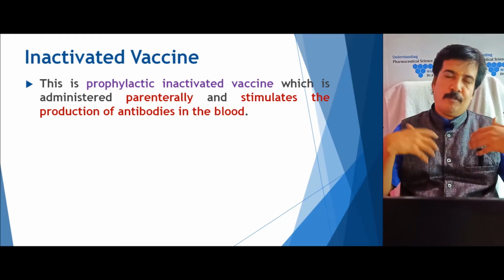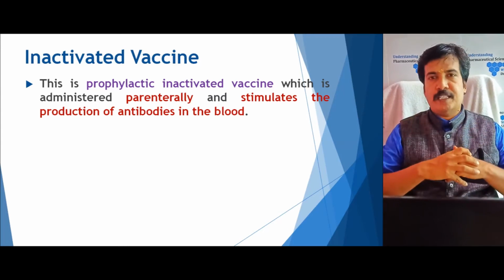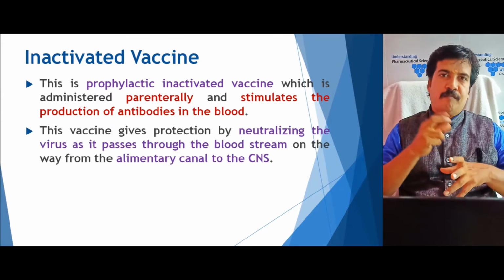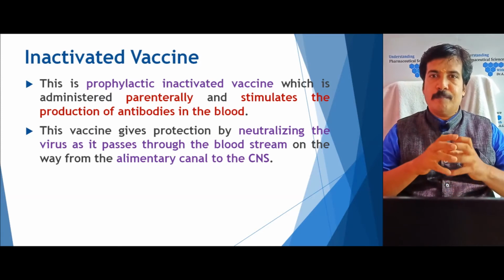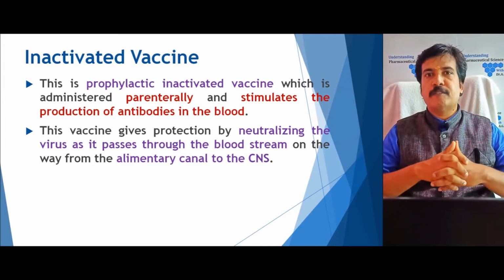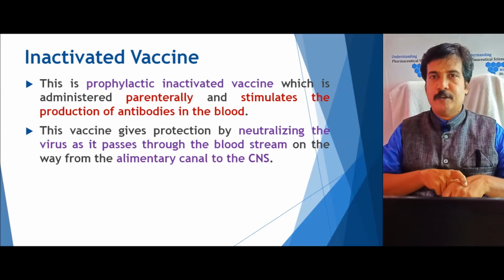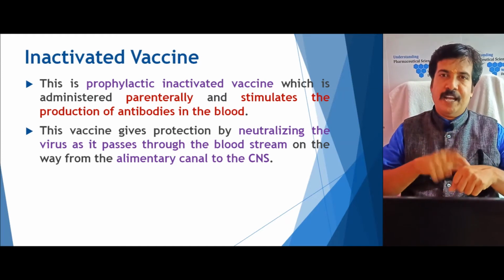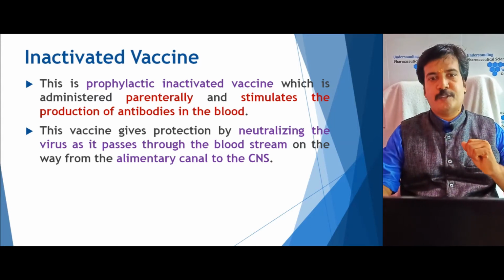So what happens is, once the person comes in contact with the real viral vaccine, his body contains enough antibodies in the blood. So if the virus escapes from the intestinal mucosa and gets into the blood, these antibodies will neutralize it and give protection to the person, because once the virus reaches the blood circulation, only then can it reach the CNS. So the presence of these antibodies in the bloodstream neutralizes the virus, thereby offering protection to the person.